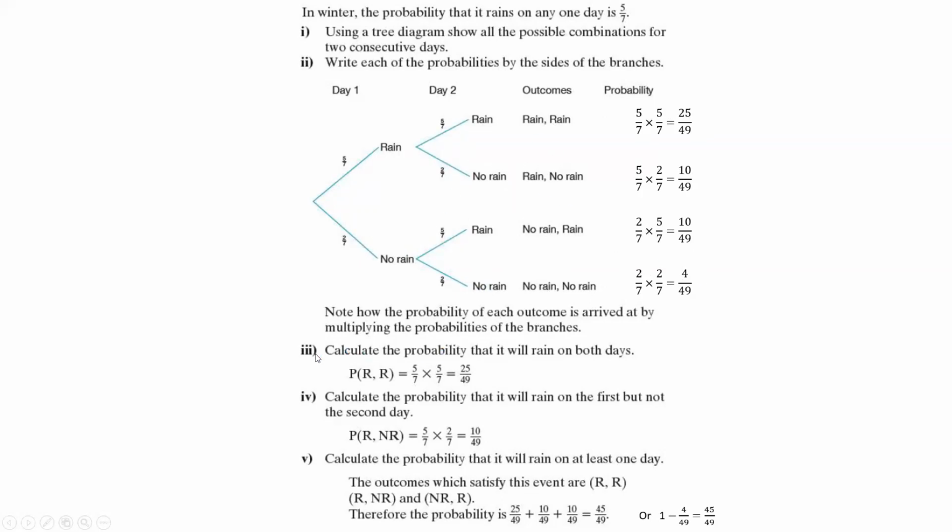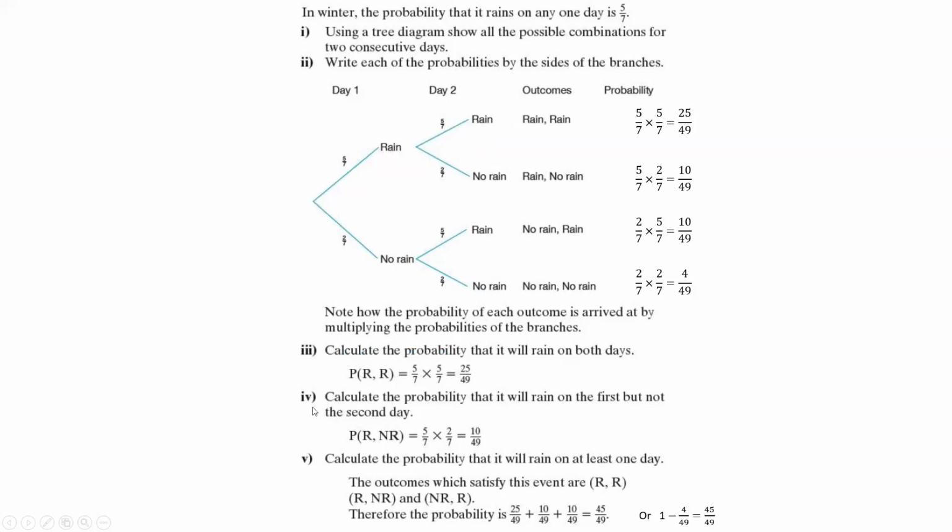Okay, so now we need to answer the question. The question is asking you to calculate the probability that it will rain on both days. That means the first day must rain, the second day must also be raining. So you need this branch, rain and rain. This is your answer, 5 over 7 times 5 over 7, and the answer will be 25 over 49. Okay, this is rain and rain.